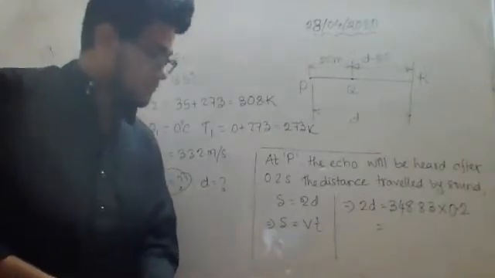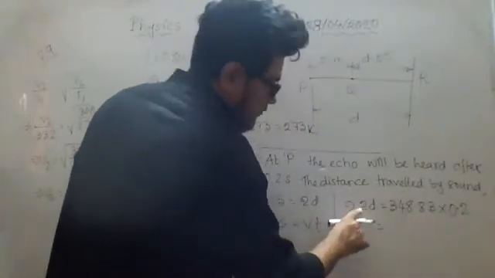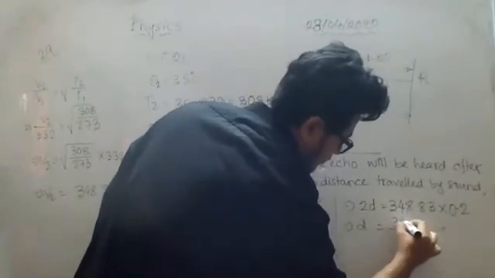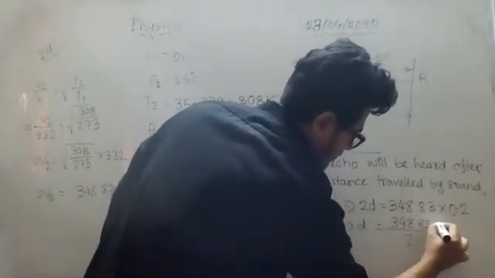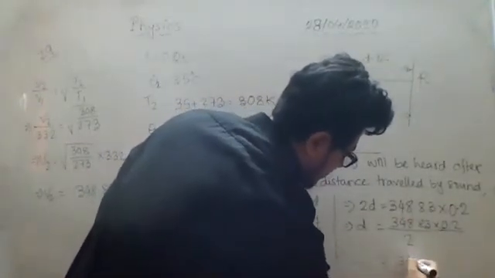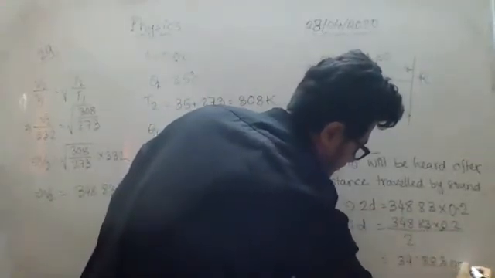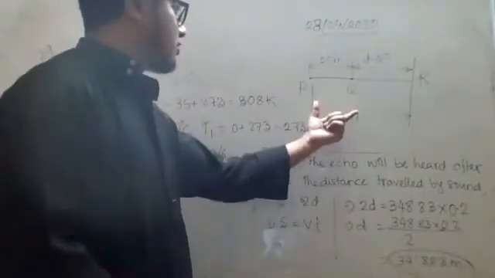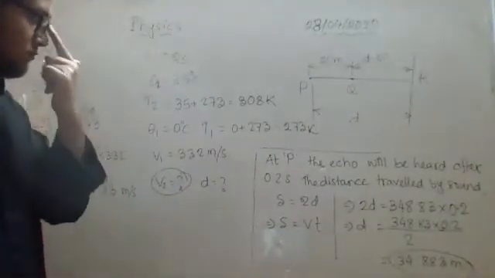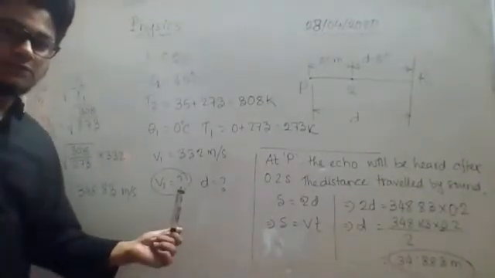What will be the answer? The answer is coming 34.883. If you divide it by 2... you already divided that side by 2, right? Yeah. 34.883 into 0.2, the decimal will just move one place early, so 34.883 meter. So this is the distance between P and R. This is the answer of C.